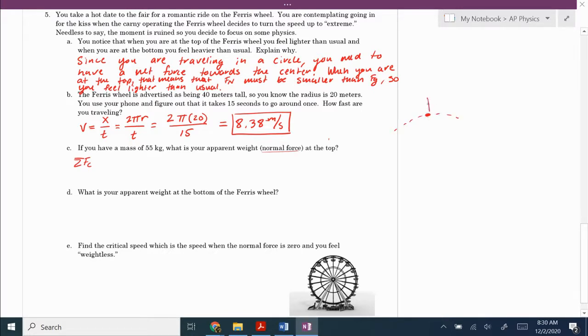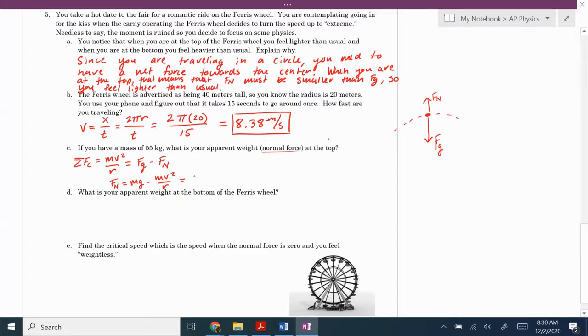You're going to have a small normal force and a larger force of gravity. And so we of course have mv squared over r. Towards the center is positive, so that's going to give us force of gravity minus normal force. Looking for the normal force, we add the normal force to the other side and subtract the mv squared over r. So your normal force is equal to Fg minus mv squared over r.